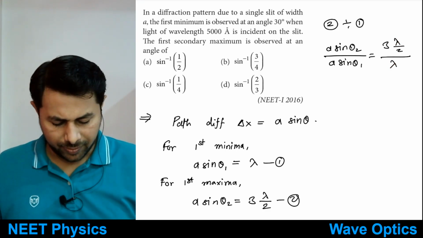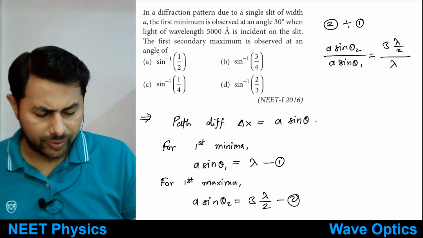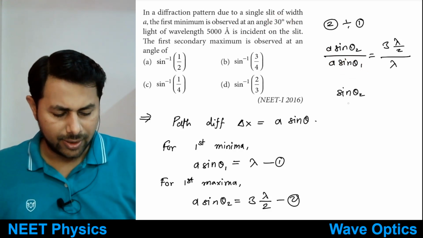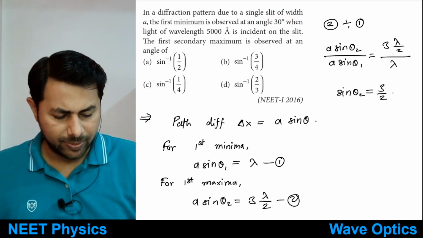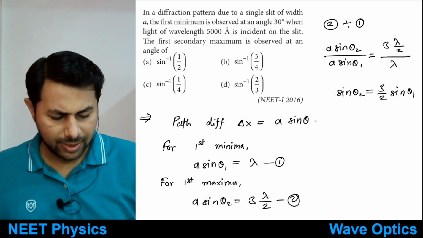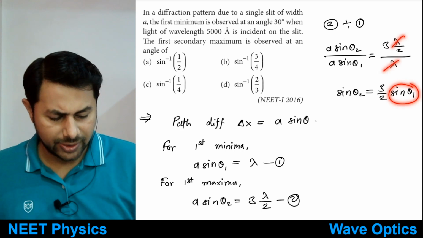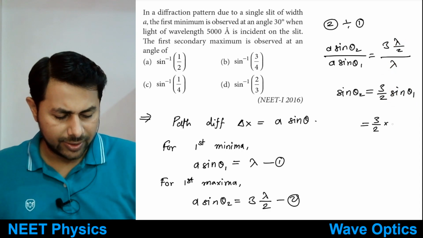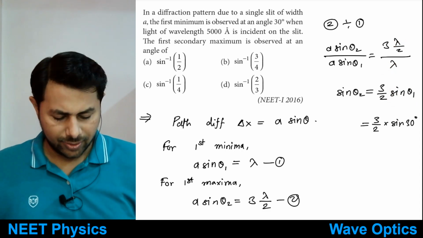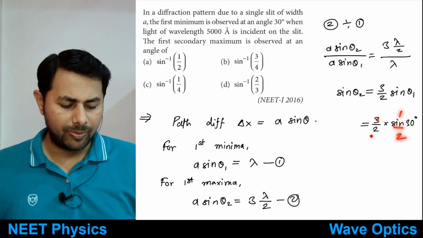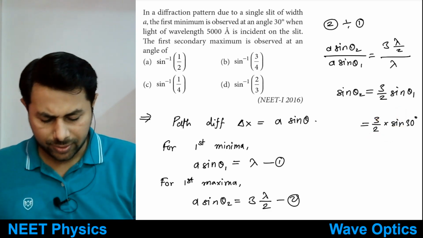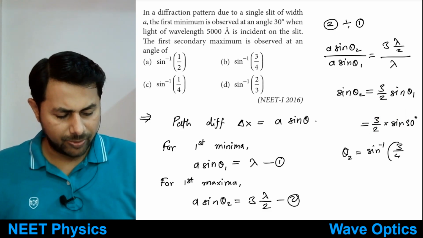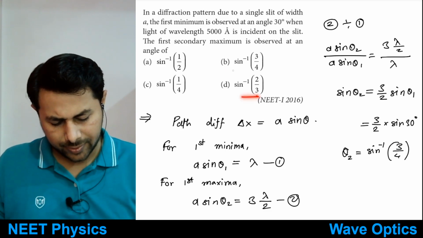And a also gets cancelled out. What is theta 1? Theta 1 is 30 degrees. So sin theta 2 is equal to 3 by 2 times sin theta 1, because lambda and lambda got cancelled out. Put the value of sin theta 1, that is sin 30, that's half. So this is equal to 3 by 4. That's sin theta 2, and therefore theta 2 is sin inverse of 3 by 4. Okay, so it is option B.